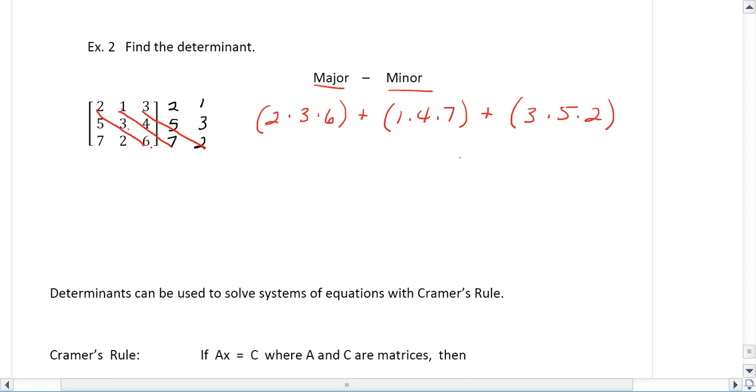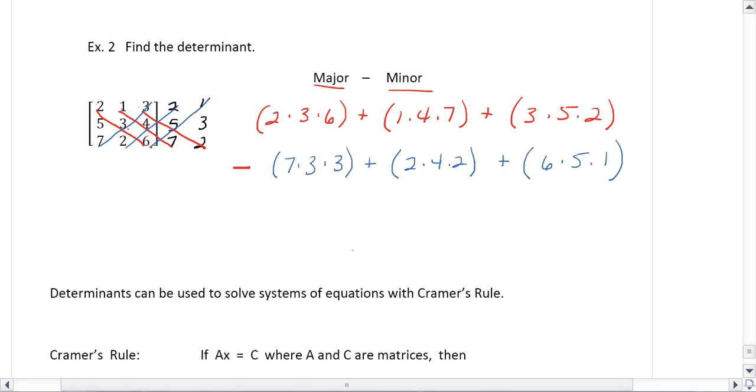Now we'll do all that math, and then we need to subtract from that the product of the minor. So let's put in blue here the three minor diagonals. Here's 1, 7, 3, the 3, 2, 4, 2, and the 6, 5, 1. So I'll write out those products so you can see them.